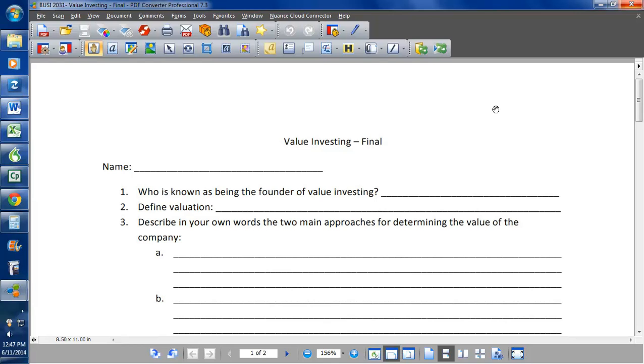This is a very basic definition. Doesn't mean this is how you determine valuation. This is just the definition of valuation. It is determining a company's value or worth.